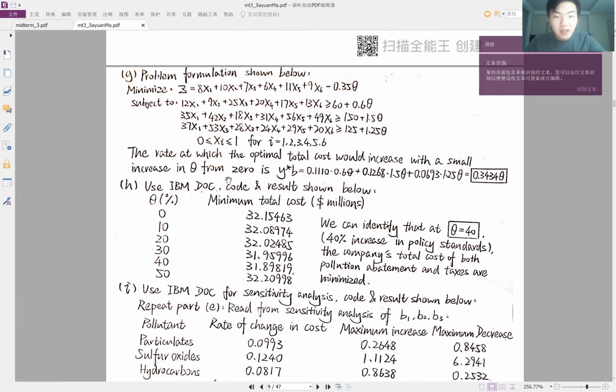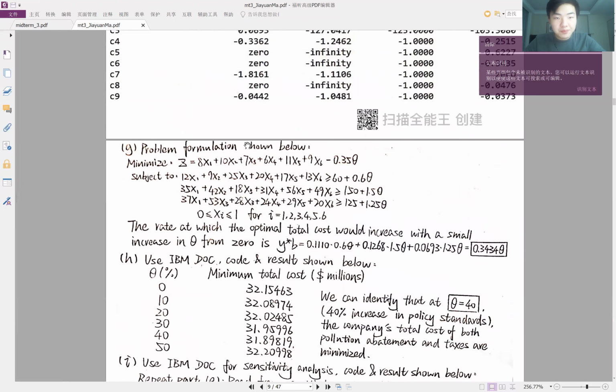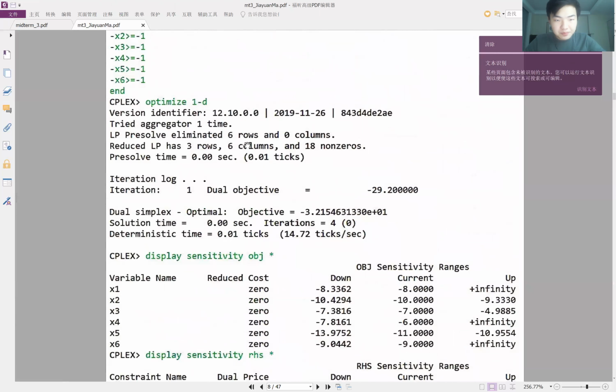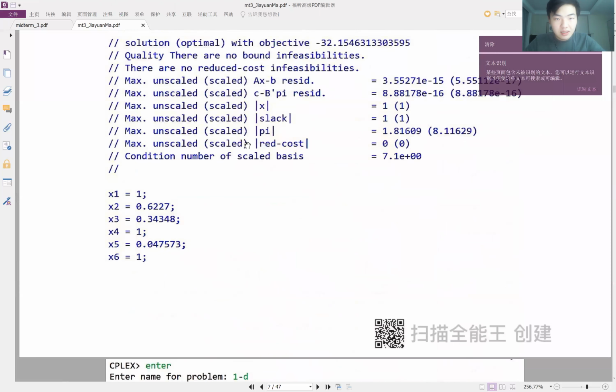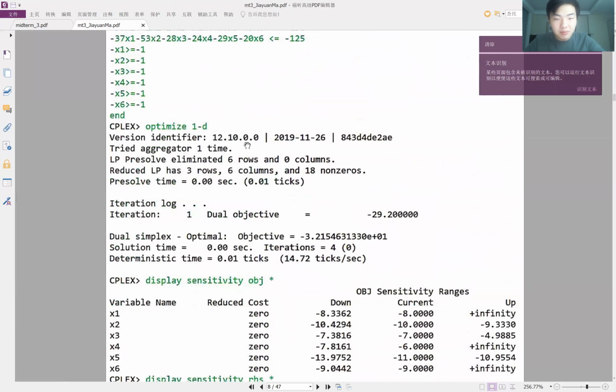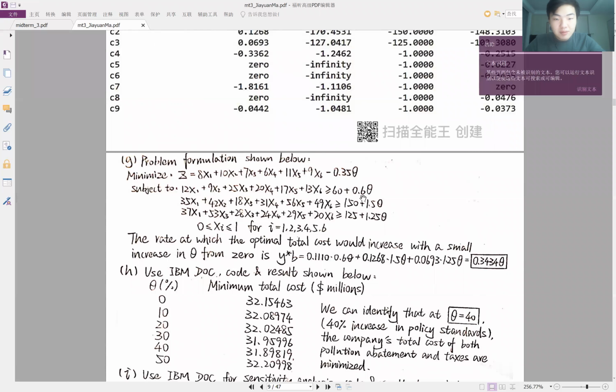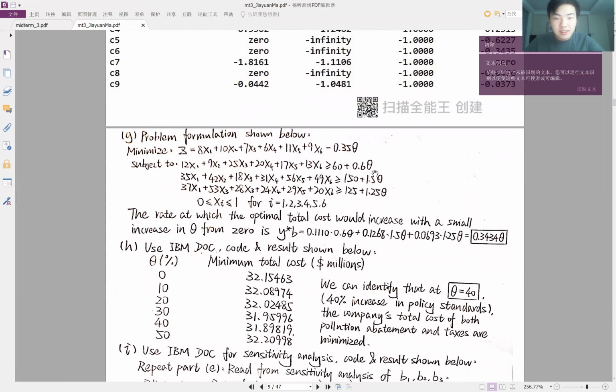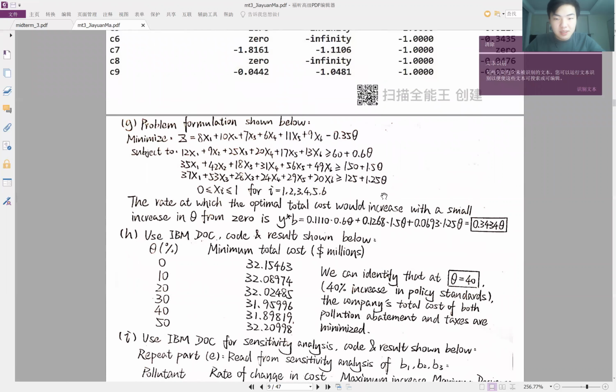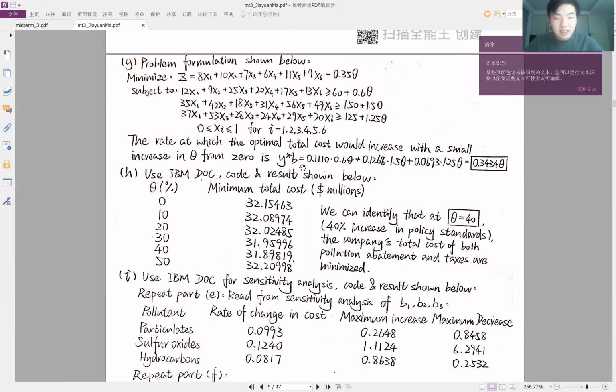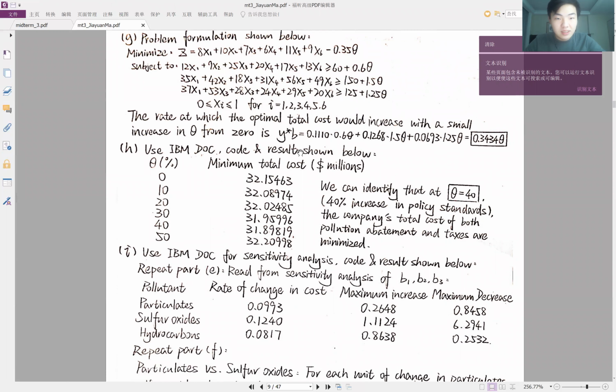And here we need to find the rate at which the optimal total cost would increase with a small increase in theta. This is basically just to use the shadow prices that we found above, multiplied by the increase in each of the policy restrictions. Then we can get the total cost increase in these values.